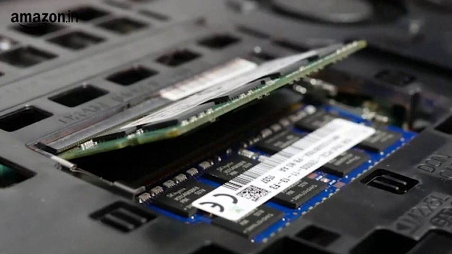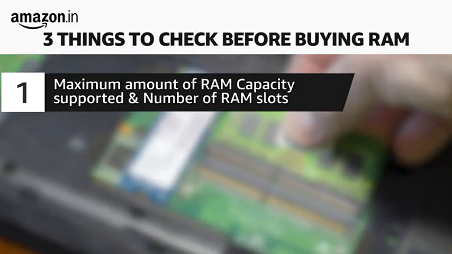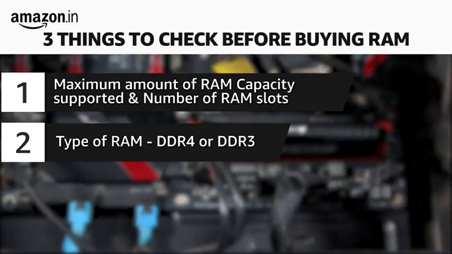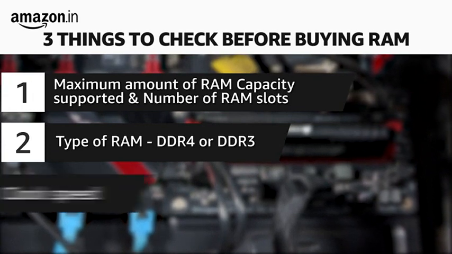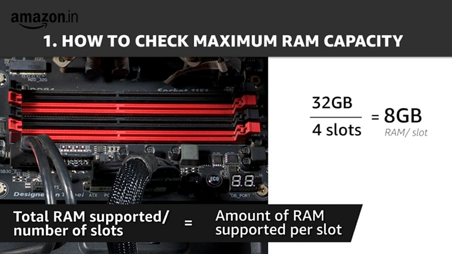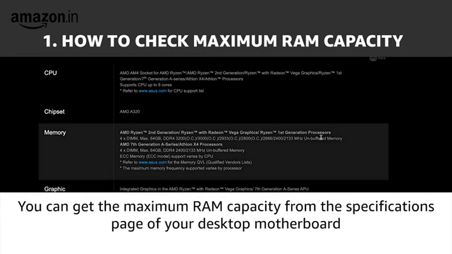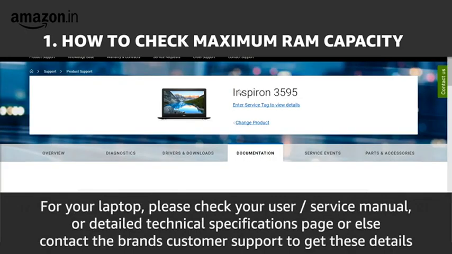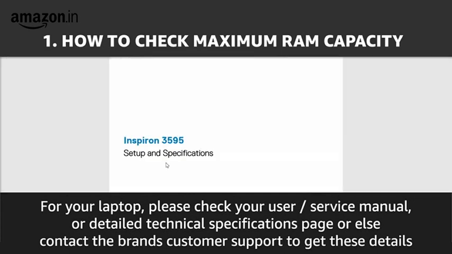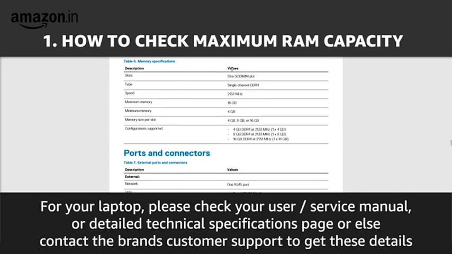Before you commence looking for new RAM, you need to ascertain three things. First, the maximum amount of RAM supported by your system and the number of RAM slots. Second, the type of RAM, DDR3 or DDR4. And third is the clock speed. For example, if the total RAM supported is 32 GB and there are 4 RAM slots, then each slot can take a maximum of 8 GB sticks. You can get the maximum capacity of your RAM from the technical specification sheets of your desktop's motherboard. And for your laptop, please check your user manual, service manual, or detailed technical specifications, or else contact the brand customer support to get these details.